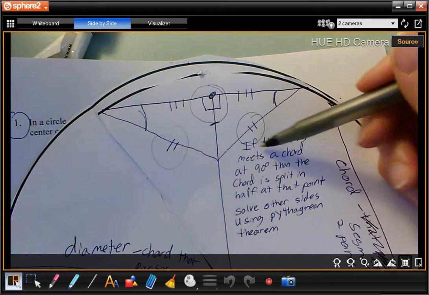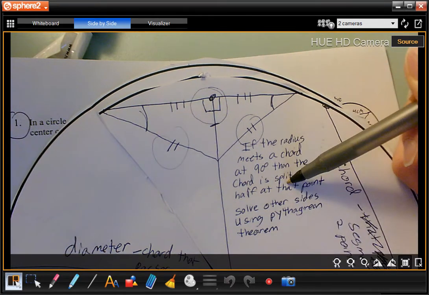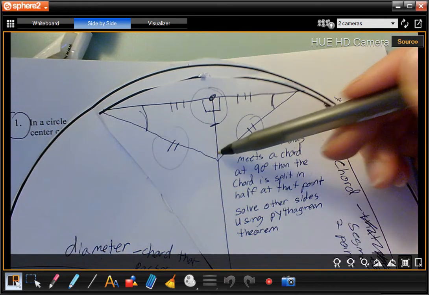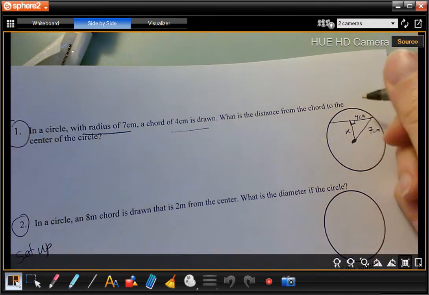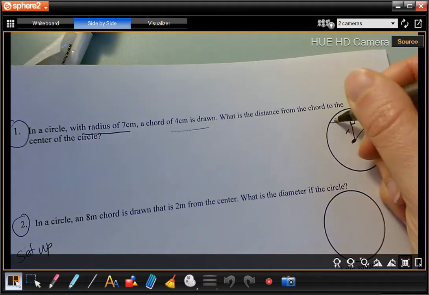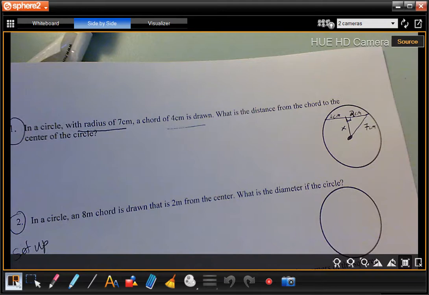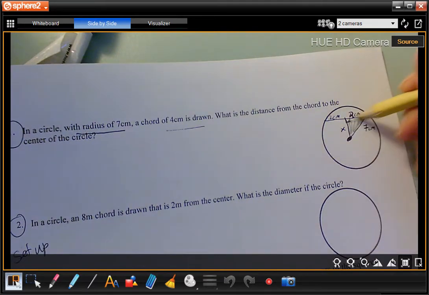If the radius meets a chord at 90 degrees, then the chord is split in half at that point. Okay, we know that from right there on our paper. Okay, so if that's no longer 4 centimeters, it's 2. 2 centimeters on each side. Okay, do you guys see this triangle right here in the middle that is drawn now?